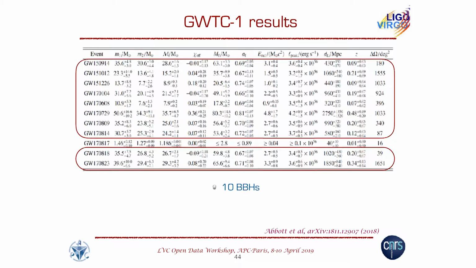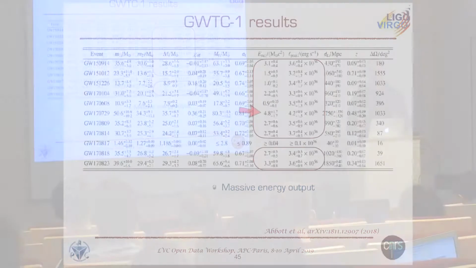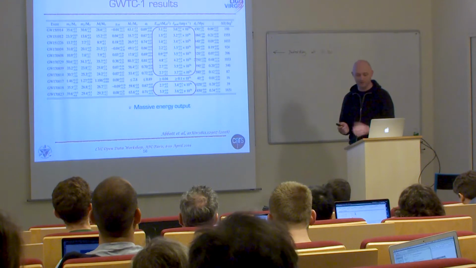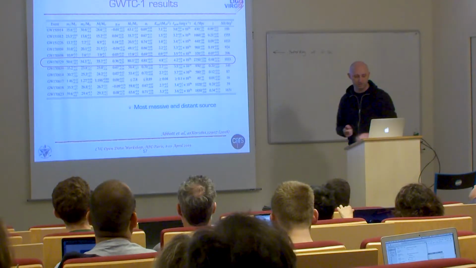And one of the things that I want to draw your attention to is the massive energy output from these mergers. They are vastly outshining everything else in the universe in terms of gravitational waves. And in some cases, we have up to 5 solar masses being converted into gravitational waves. That is a phenomenal amount of energy. We've also detected our most massive and distant source so far. So individual masses of 50 and 34 solar masses. It left behind a black hole of 80 solar masses. And this is out at a distance of about 2.7 gigaparsecs, or a redshift of almost a half. So we're really starting to probe cosmological distances.